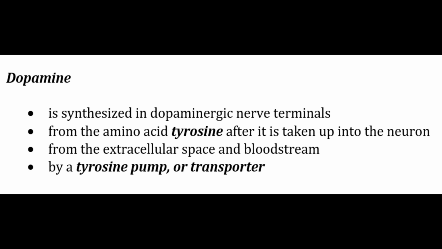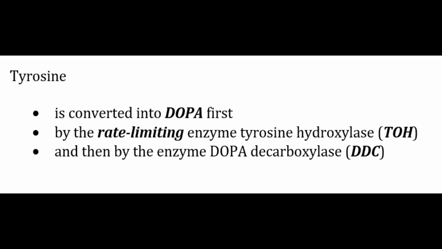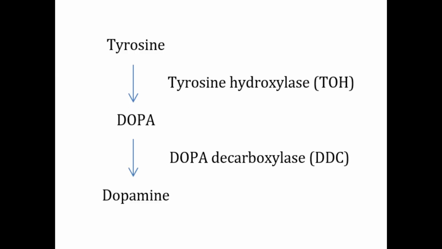Now let's discuss neurotransmitters and circuits in schizophrenia. Dopamine is synthesized in dopaminergic nerve terminals from the amino acid tyrosine after it is taken up into the neurons from the extracellular spaces and bloodstream by the tyrosine pump or transporter. Tyrosine is first converted into DOPA by the rate-limiting enzyme tyrosine hydroxylase, which is then converted into dopamine by the enzyme DOPA decarboxylase, as shown in this flowchart.